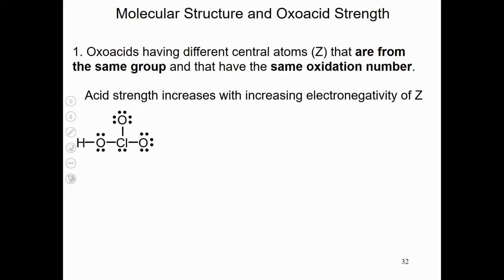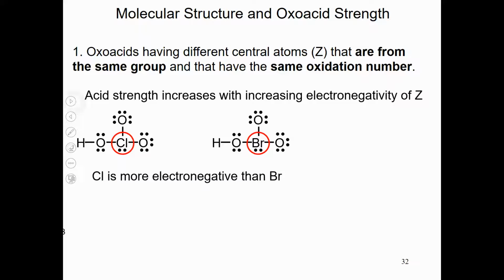Okay, so here we have some acid strengths. Chlorine is more electronegative than bromine. That's why you would have an increase in the acid strength due to the electronegativity of the central element as well. So HClO3 is stronger than HBrO3 because of the electronegativity. Chlorine, we would consider to be more electronegative than bromine, and therefore it has a stronger pull.